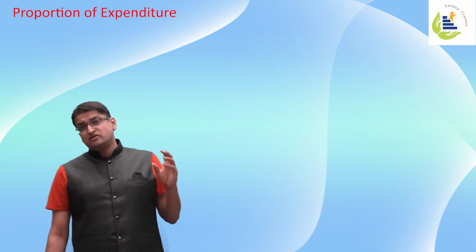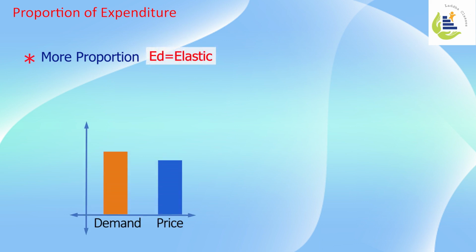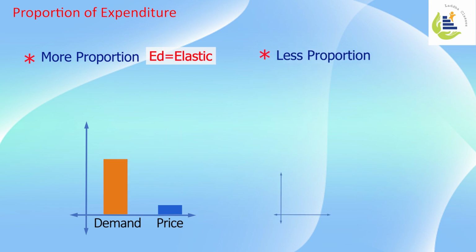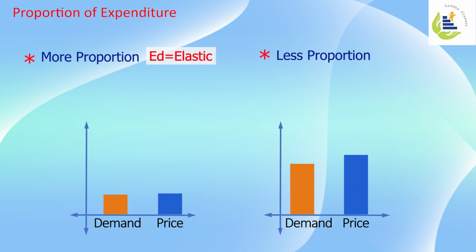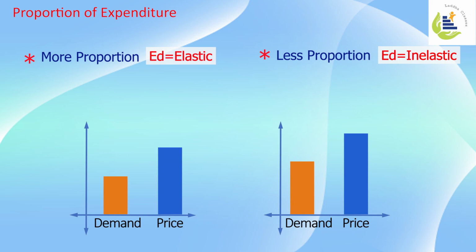In a nutshell, if the contribution of a commodity in my budget is high, its elasticity of demand will be high, which means when there are price changes, the demand changes accordingly at a very effective rate. But if the commodity has a low level of contribution in my expenditure budget, then the demand will be relatively inelastic, which means even if there are price changes, the demand will not change that fast.